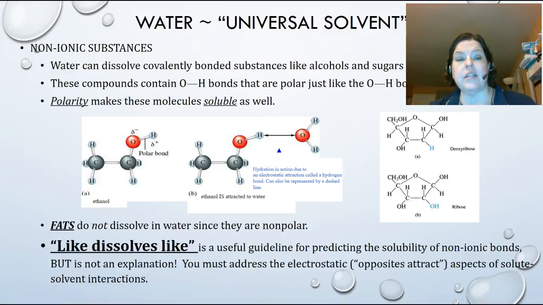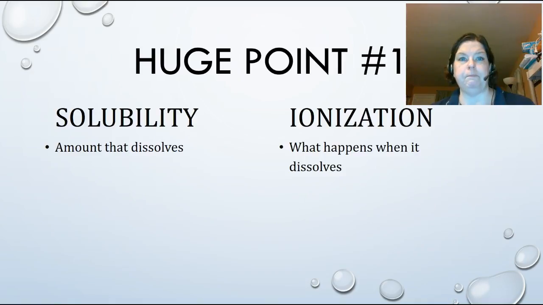But on the AP test, when you're explaining this, "like dissolves like" is not an explanation. You have to go back to the electrostatic charge attractions. The idea that you have a partial charge on oxygen that's negative, a partial charge on hydrogen that is positive, and because those partial charges would be attracted to each other, they create a hydrogen bond that then lets the non-ionic substance become soluble. Okay? So you have to be able to describe it like that.